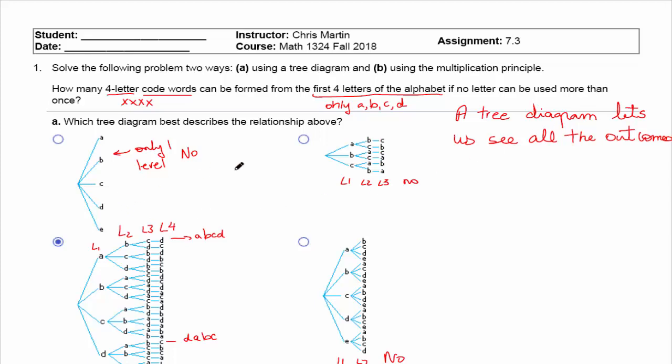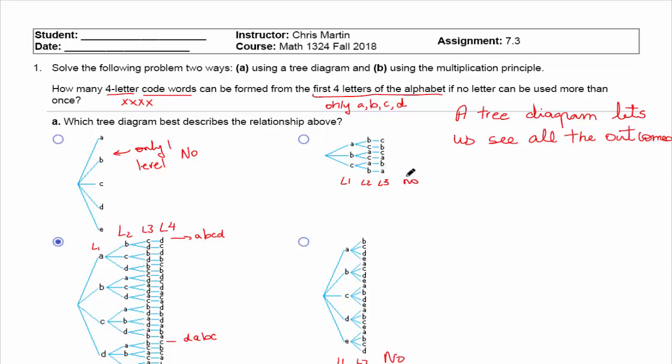So a tree diagram, and here we see a few of them, lets us look at all the outcomes. So you start here on the left and you see I could have an A, a B, a C, a D, or an E. Well, first off, there is no E because we could only use the first four letters. That's one reason why this one is wrong. Also, there's no more levels. This is only one level just for this very first position. Similarly, this is not correct because I have A, B, C, there's no D, and there's also only three levels.